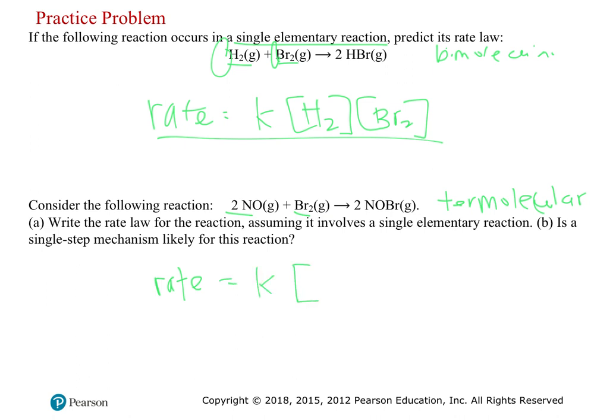If it did happen, it would be nitrogen monoxide squared times bromine to the first power. Now that is what the rate law happens to be experimentally, but not because it's termolecular. So it doesn't happen in a single step.